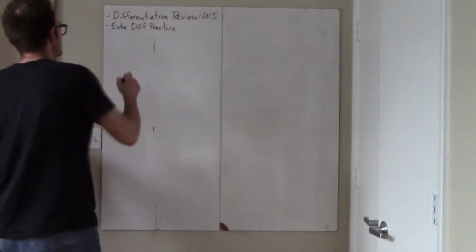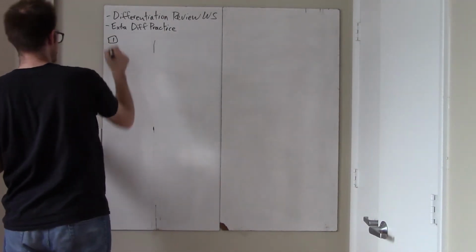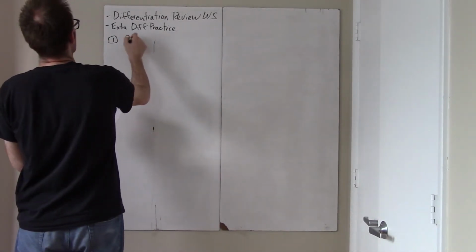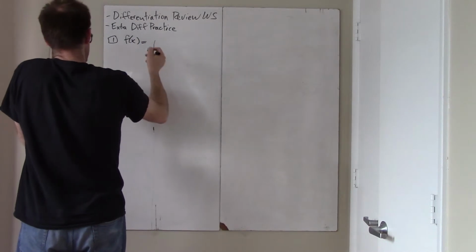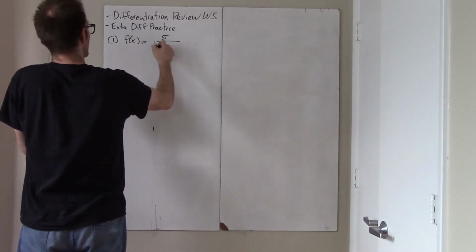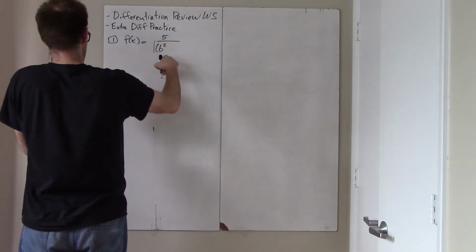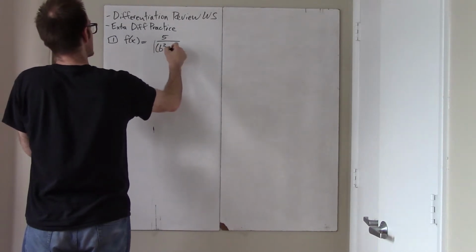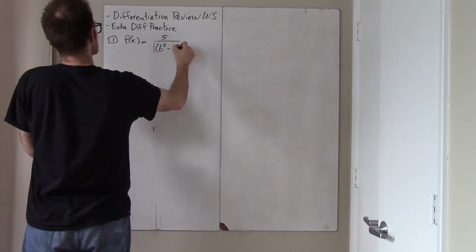I don't know which ones of these are really worth going over. There's an answer key to this worksheet so you can see exactly what I did. But I might just do a couple of these right now, and I'll say a couple of helpful things. So this is 5 over (b squared minus x squared) squared.